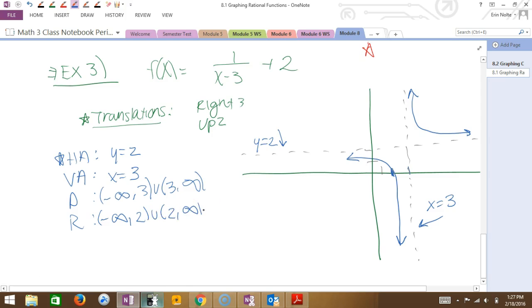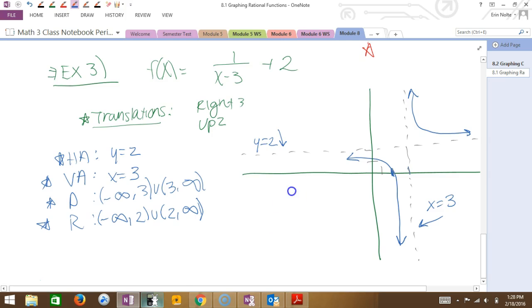You guys are so smart. My last class, their minds were like blown by this, so you guys are on top of it. So on these, every time you have to write your horizontal asymptote, vertical asymptote, domain, and range.